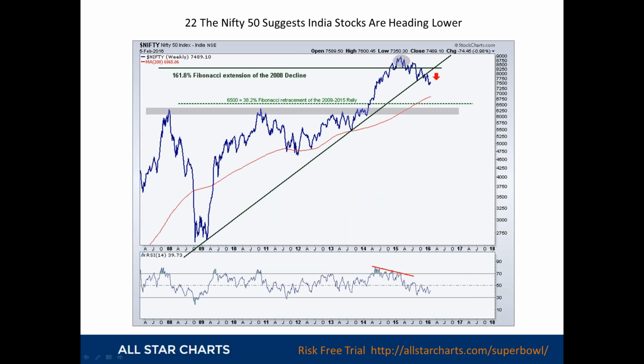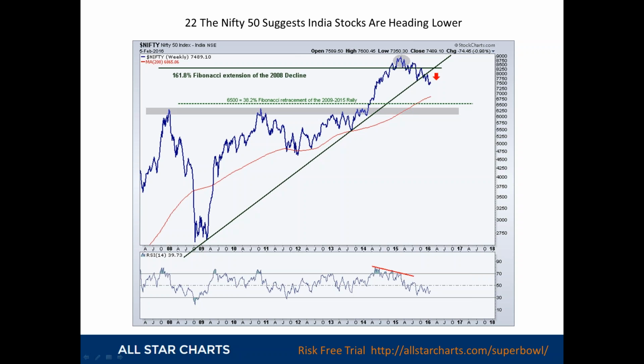You know, Indian stocks are not immune to the selling that we're seeing in the United States. Here we're looking at the Nifty 50 in India, achieved our price objective, which was near 8250, which was the 161.8% Fibonacci extension of the entire 2008 decline. We reached that, tried to get above it, failed, and down we went. And that failed breakout and bearish momentum divergence became the catalyst to send prices tumbling to break the uptrend line from the 2009 lows. And I think we're heading lower.